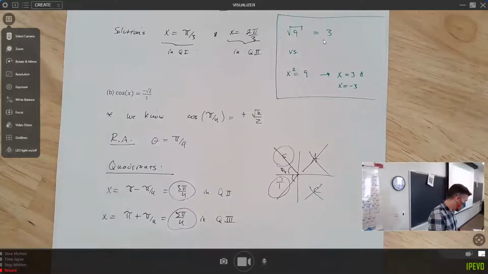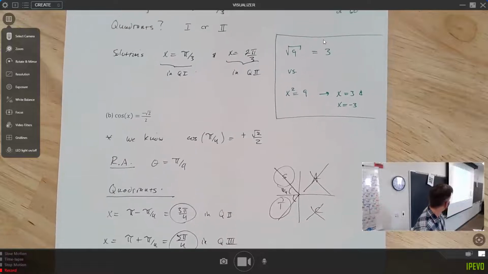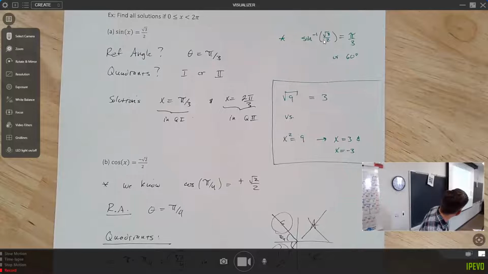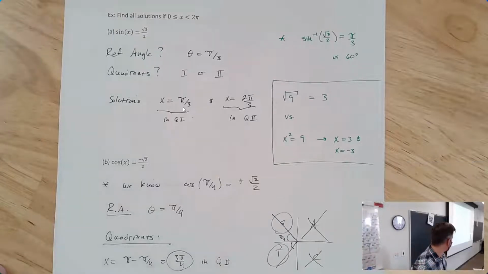So when I'm solving trigonometric equations, I want to find the reference angle and then find the appropriate angles in the quadrants. Now, I should point out, when we're finding these solutions, we are always limiting ourselves to angles between 0 and 2 pi. Technically, if I said solve this equation, there's an infinite number of answers, right?